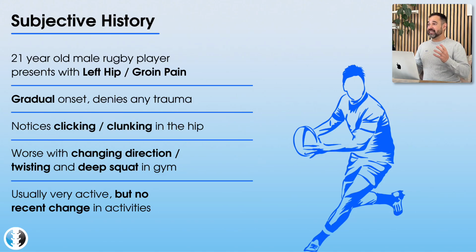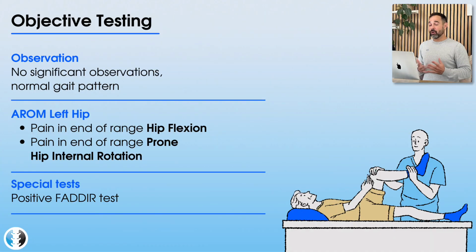So this individual is a very fit and healthy 21-year-old, no major past medical history, not taking any medication for anything, and they haven't really had any change in their activities that might suggest as to why this has come on. It's just been getting a little bit more irritable over the last 4 to 5 months, and they're looking for our help. So what did we go through with our patient on the objective assessment?